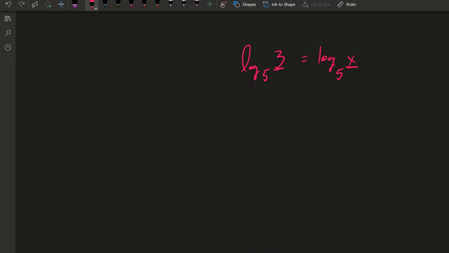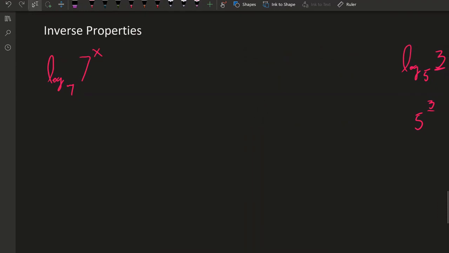So if log 5, 3 is equal to log 5, x, therefore x must equal 3 because they're in the same spot. Same thing with exponents. If I have 5 to the third equals 5 to the x, in this case, x has to be 3 because both sides of the equation are the exact same, except this one's got an x and this one has a 3.